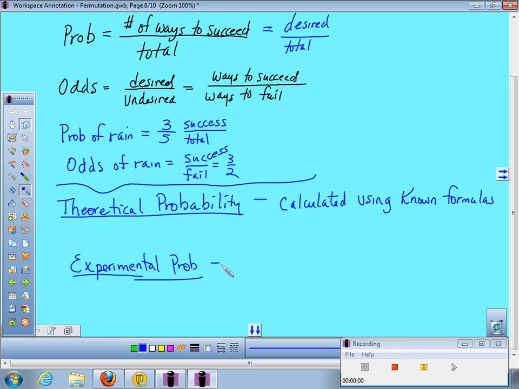Okay, experimental though, sometimes we don't have a formula. Sometimes there are situations where we just don't have a formula to calculate that probability. So instead they'll do what we call experimental probability, which is when you perform the activity many times and see what happens.